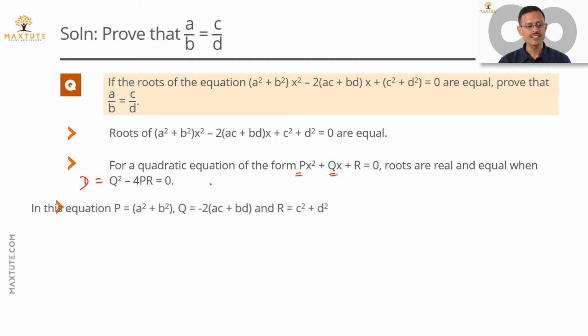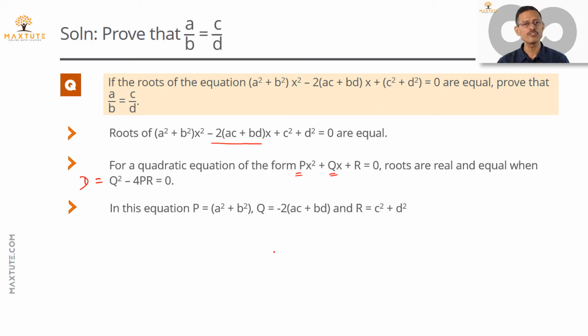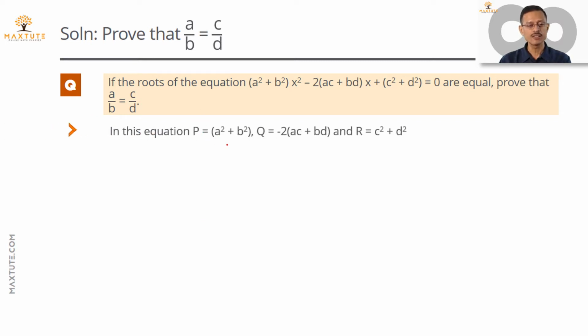What is p for us? a² + b². What is q? Minus 2 times (ac + bd). And what is r? c² + d². So we got all these terms. All that we are going to do is basically plug in these values into this discriminant, equate it to 0 and check whether that translates to what we need to prove. Let's do that and figure out whether it works out that way. So our p is equal to a² + b², q equals this, r equals this.